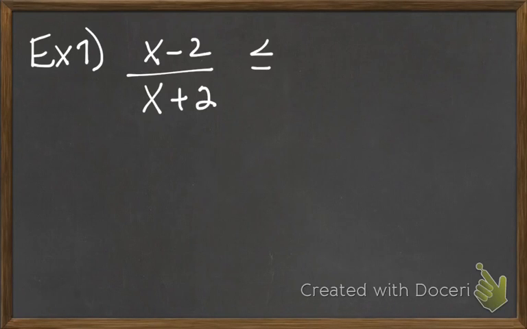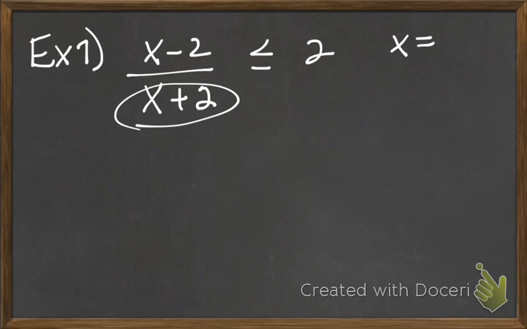The book really has a long, drawn-out way to do this one, but I have a shortcut, okay? So I just kind of want to show you the shortcut here. First of all, because you have an x in the bottom, what can x not be? Okay, x cannot be negative 2. So on your number line, you'll have an open circle at negative 2, okay? You don't have to factor these.